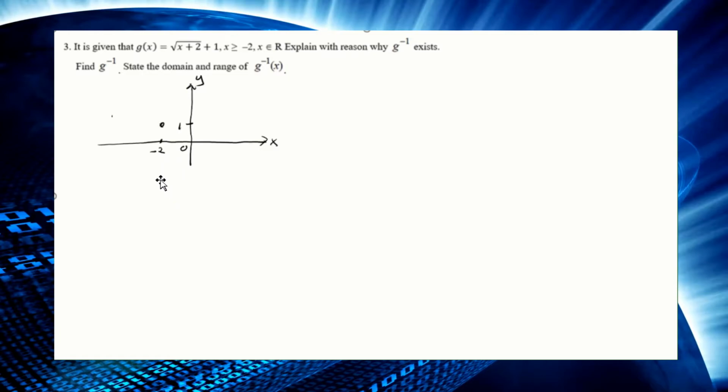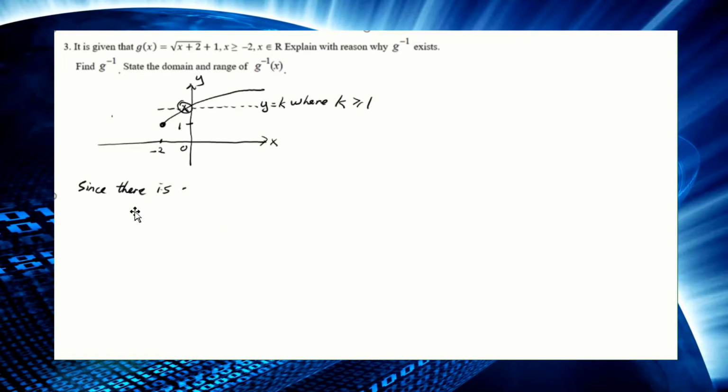So after the transformation, then that is the curve. Then after that, we need to use the horizontal line test to show that it is a 1 to 1 function. So to do that, we draw the horizontal straight line and label it as y equals k, where k is greater than or equal to 1. From the horizontal line, we show that it has one intersection point with the curve.